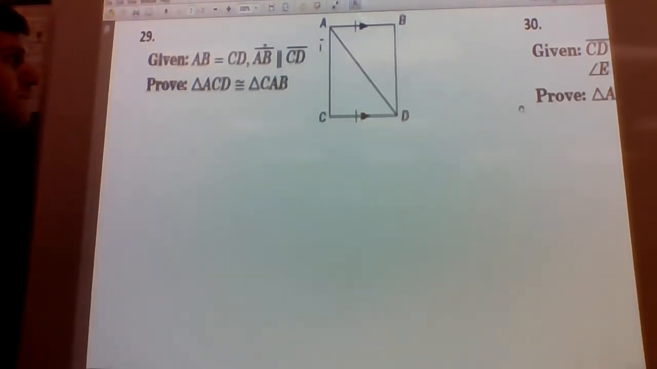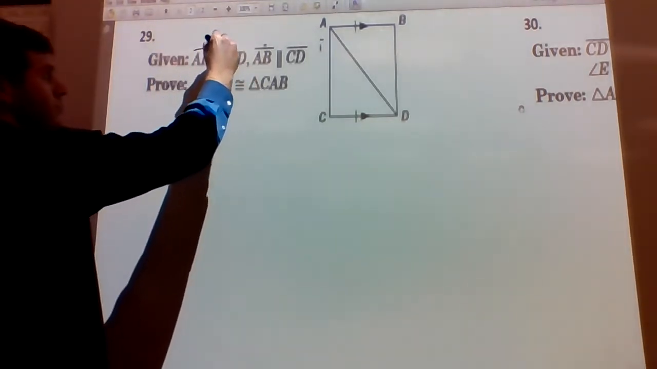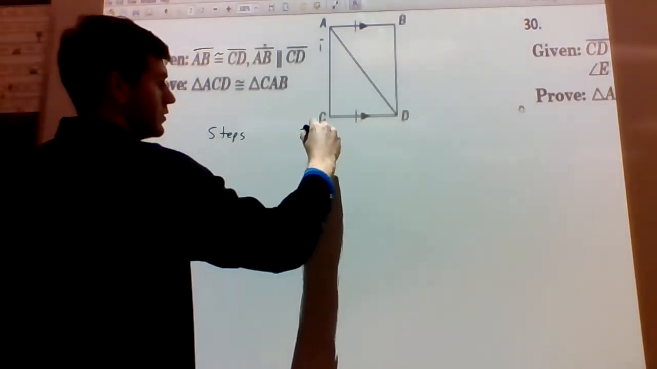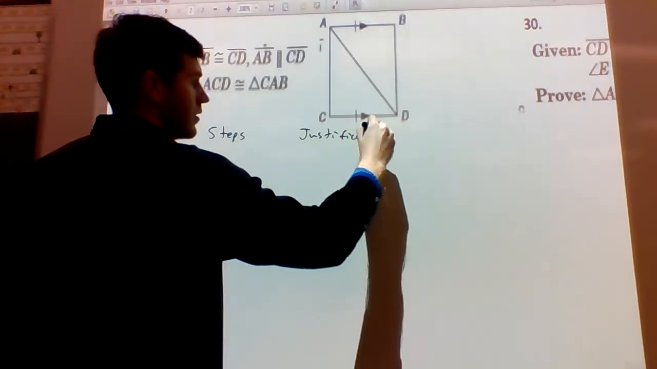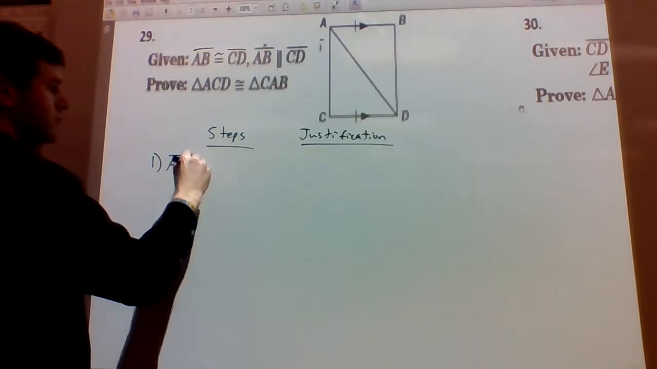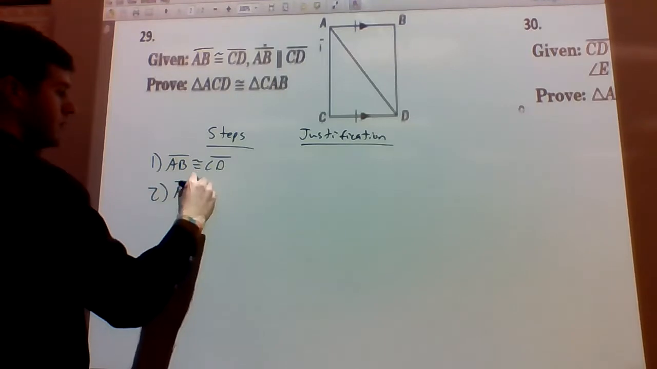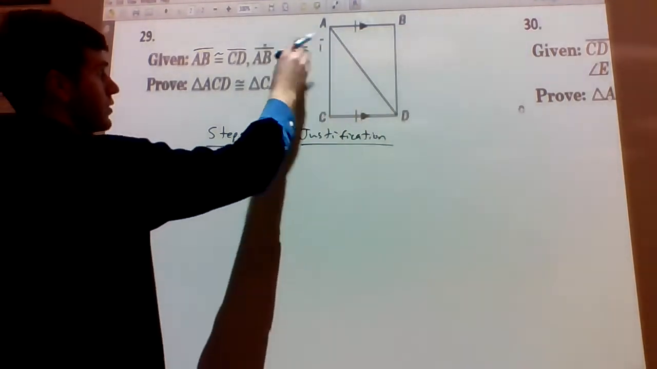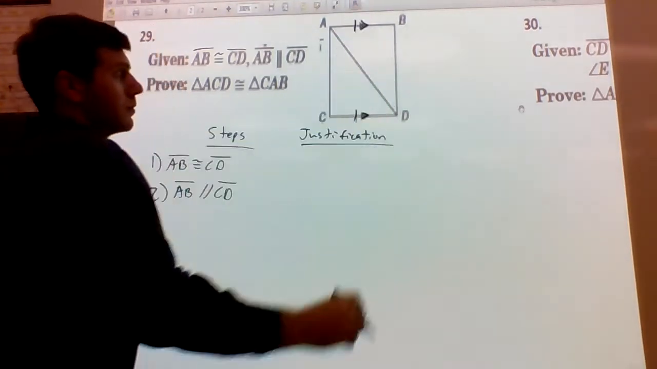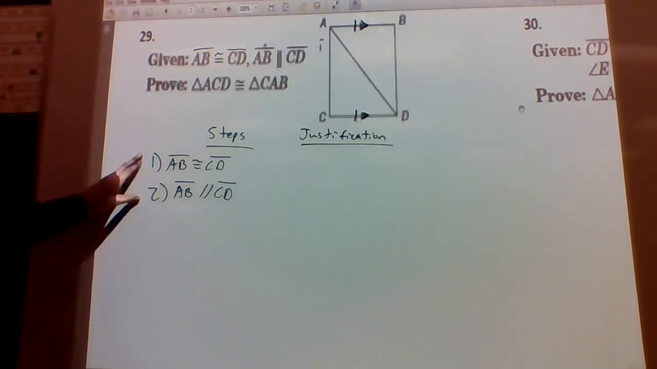Wow. Okay. So AB is equal to CD, which means that AB is congruent to CD. So steps, justification. Okay, 1, we're just going to say AB is congruent to CD. And then 2, AB is parallel to CD. So AB is congruent to CD, indicated by this hash mark. And then we have an arrow telling us that AB is parallel to CD. So we've written our givens.